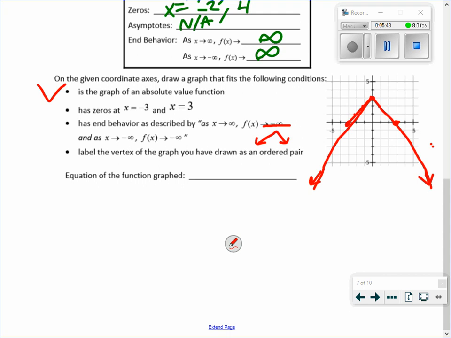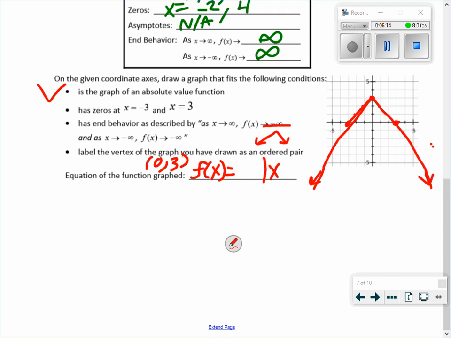So where is our vertex located? At what point? (0, 3). Let's talk about what this equation is going to look like now. Now I can say f of x is equal to... I used to use that f of x notation with parentheses, but now I'm going to straight up use what my function is, which is an absolute value function. What transformations do I have looking at this graph?